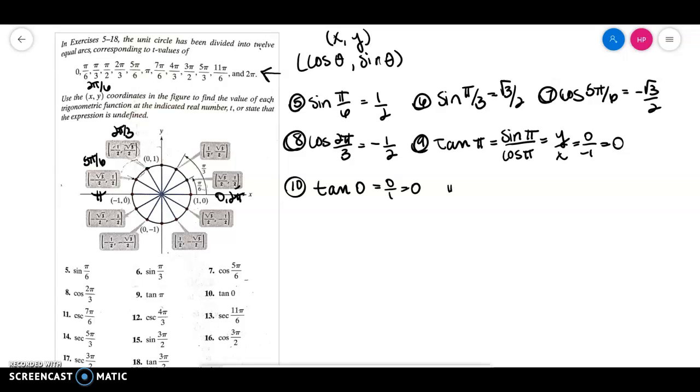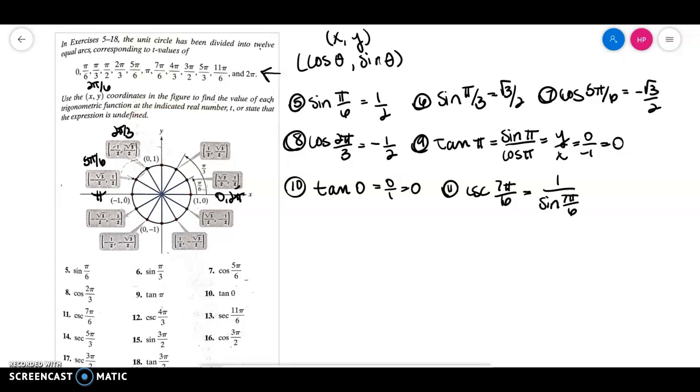For number 11, we dip down into the third quadrant. The cosecant, remember, is the reciprocal of the sine. So when I'm asked for the cosecant at 7 pi over 6, I really need to find the sine of 7 pi over 6 and take 1 divided by that answer.